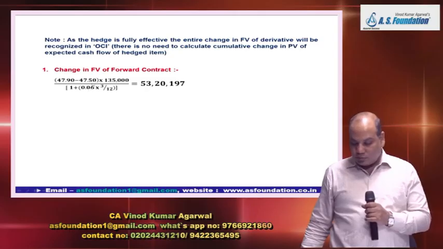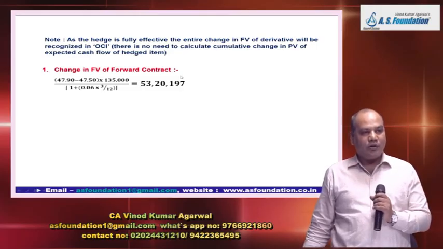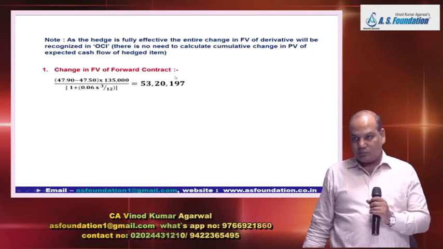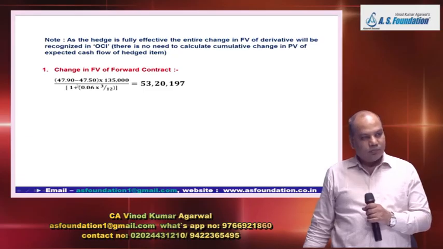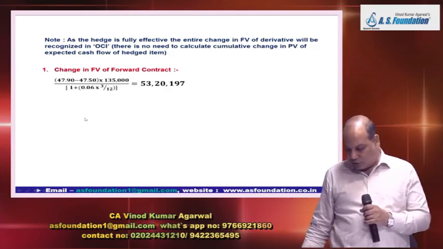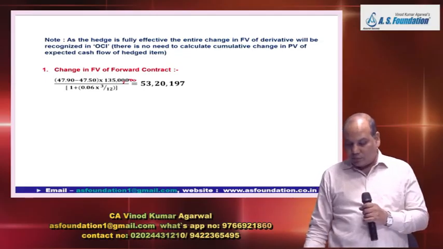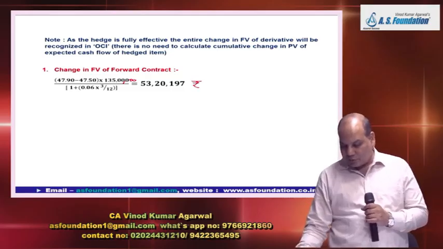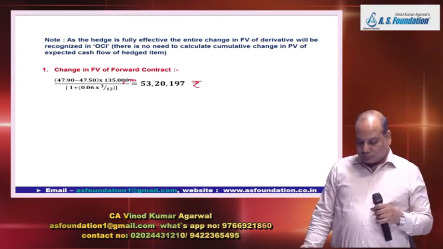Since the interest rate is given to you, your calculation will be change in the fair value of forward contract on 31st March 2019. Write the date in bracket 31st March 19. Take these two rates given in the last column. Take their difference multiplied by 1 crore 35 lakh, divided by 1 plus 0.06 into 3 by 12. Just check the calculation. Is it rupees 5320197? 5320197. Can you do the same calculation on 30th June also?